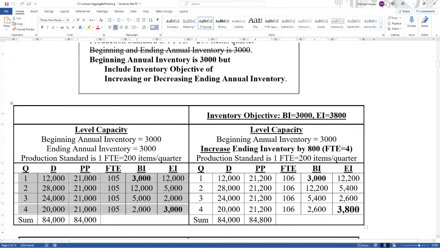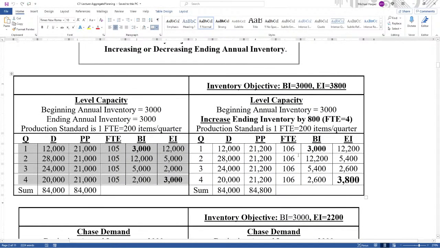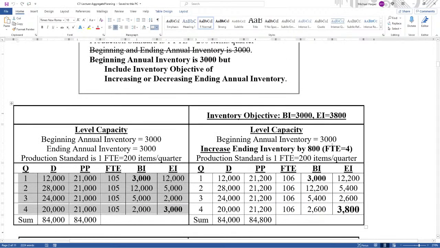So how do we create a level capacity with this inventory objective? There are different approaches. One way is we want to increase the ending inventory by 800. So we can take this 800 and put it down here in the annual production, and this is level. So let me take 84,000 for our demand, 84,800 for our annual production, divide that by 4, and there's our production plan. Divide this by our production standard of 200, and there's our capacity.